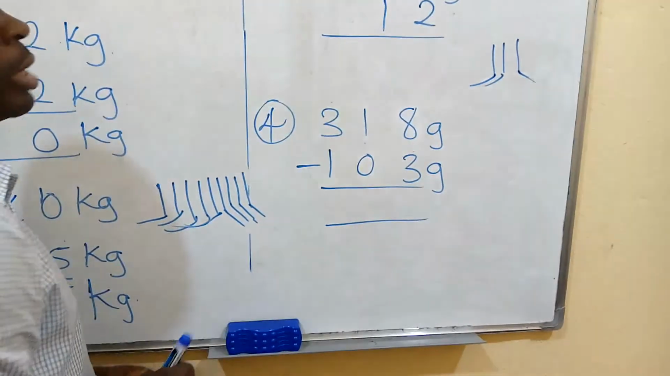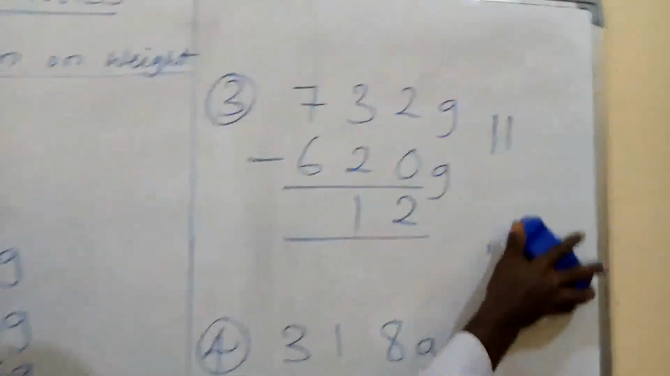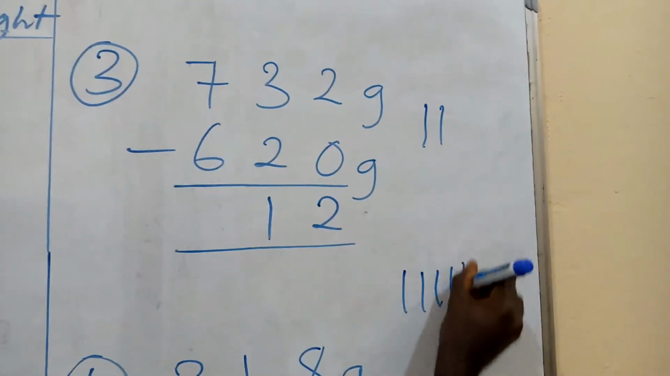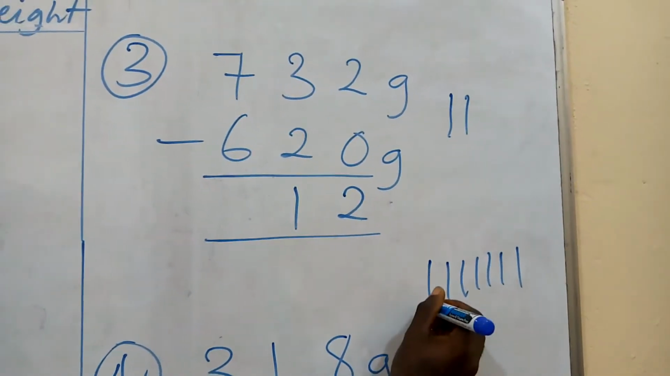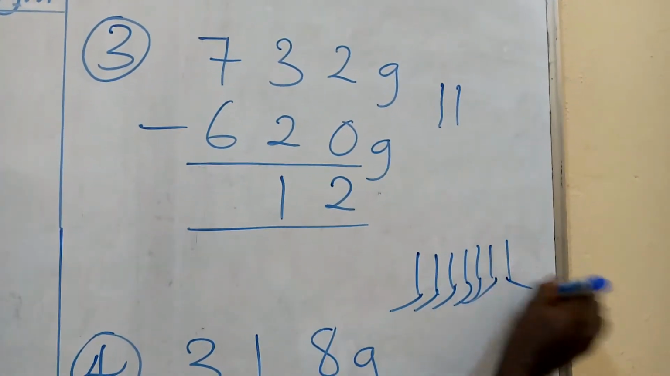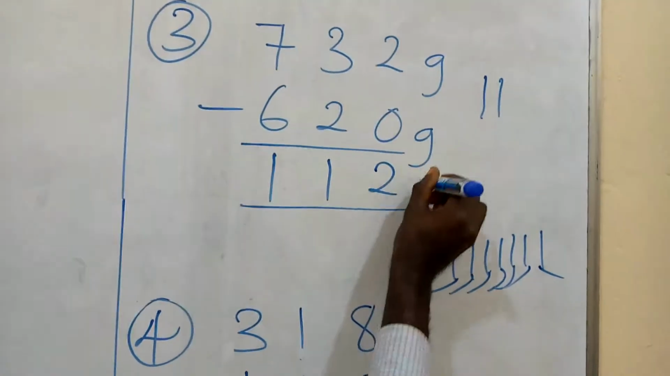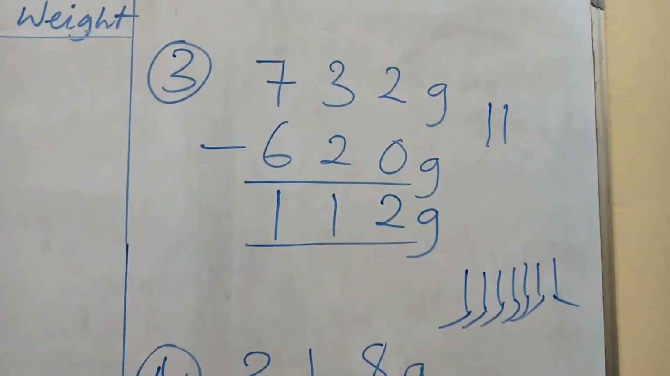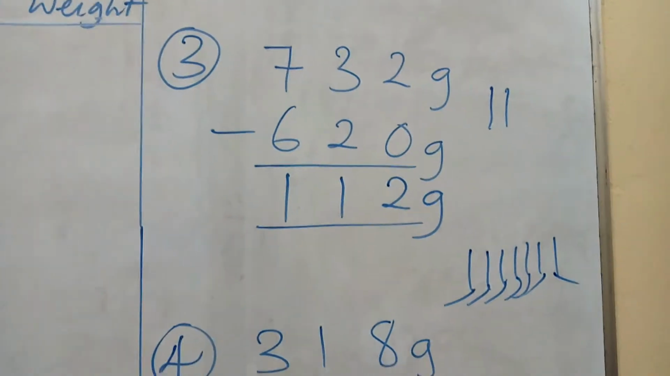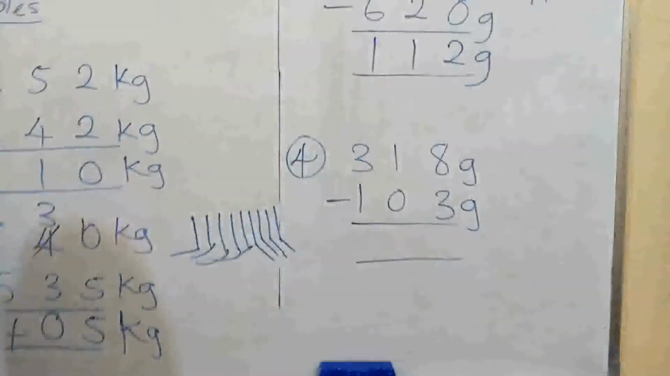Next we have 7 minus 6. So we are going to count 7 and take away 6. Count with me. We have 1, 2, 3, 4, 5, 6, 7. Minus 6. 1, 2, 3, 4, 5, 6. So what's left? 1. So 7 minus 6 is what? 1. Now 732 grams minus 620 grams gives us what? 112 grams. Next we're going to look at example 4.